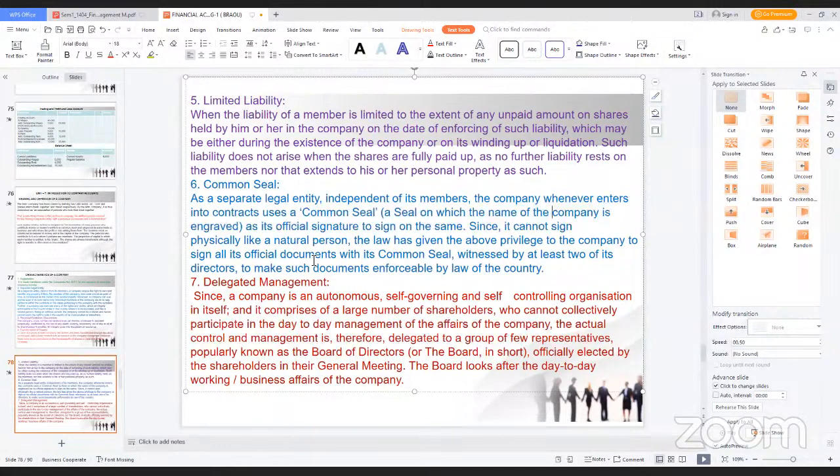They will be elected in the general meeting. So this board of directors looks after the day-to-day workings and the business affairs of the company. Whatever things go on will all be seen by a group of people. That group of people will be elected in a general meeting, so that every management affair will be seen by the board of directors, that is, a group of people.